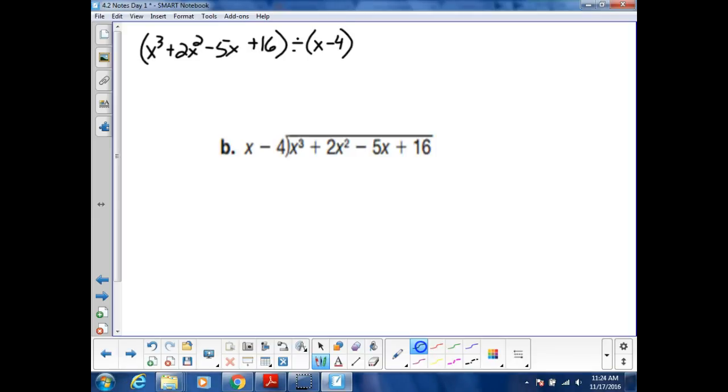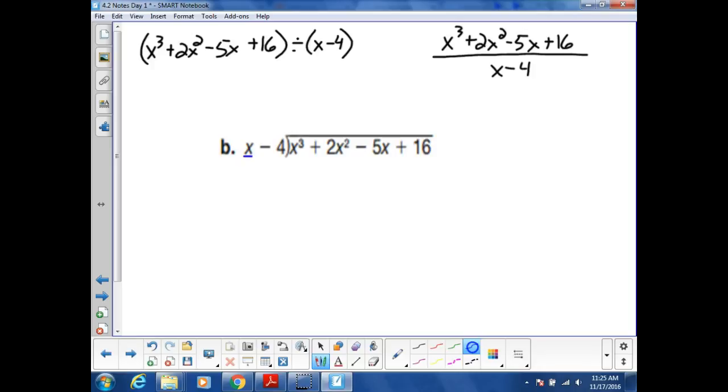Those are the exact same problem. It might also come to you like this. All three of those represent the exact same problem. Okay? With me? So either way, if it comes like this first one, we would write it in the division form. If it comes as a fraction, we'd write it as a division form.